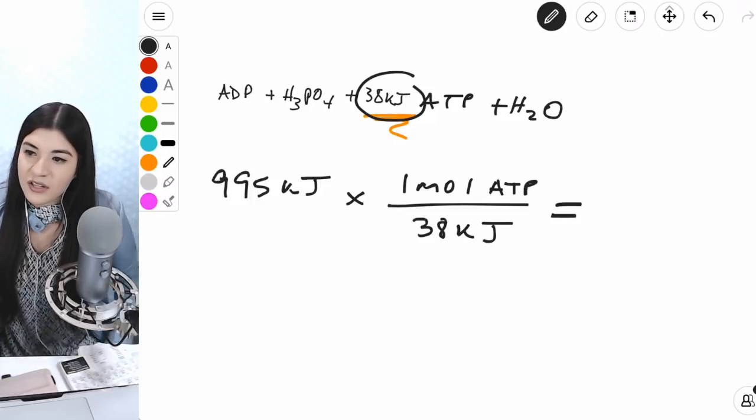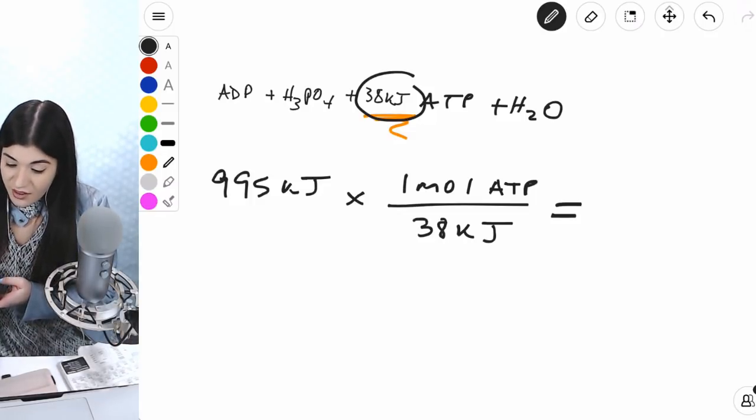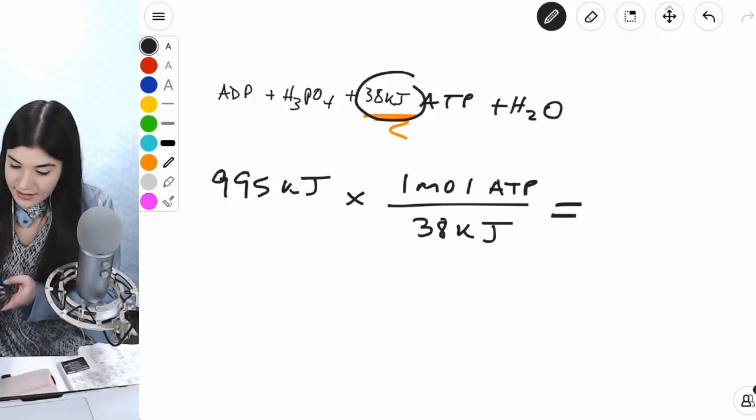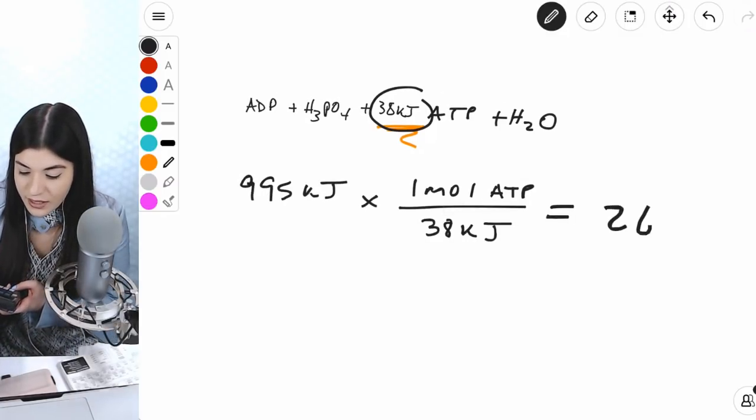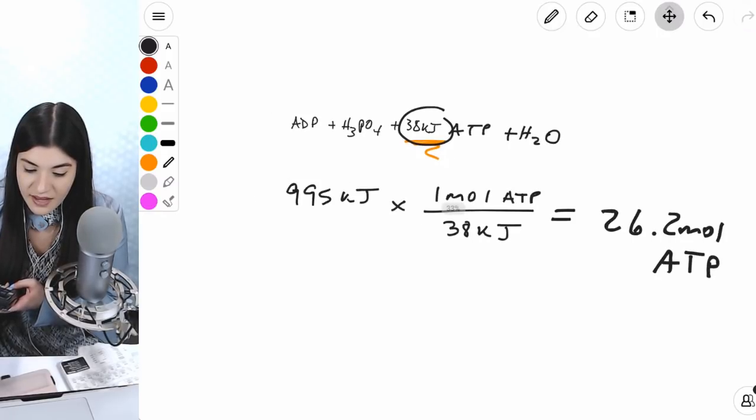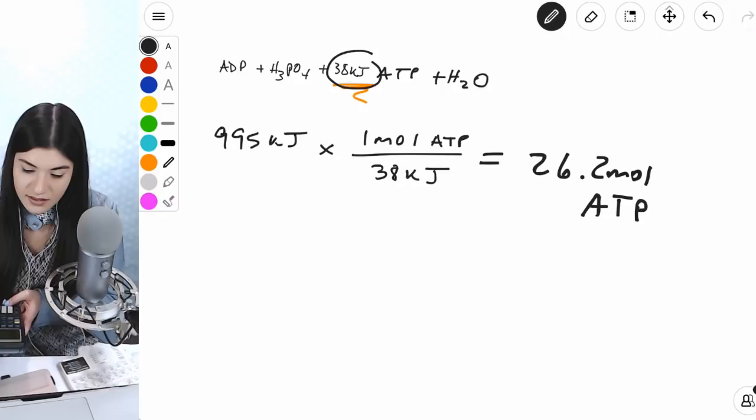Yeah, that's actually the first question completely. We're just going to divide those two together. We'll see what we get. This would have been 26.2 moles of ATP. And that would be the first part.